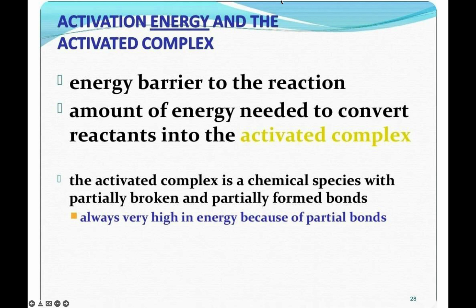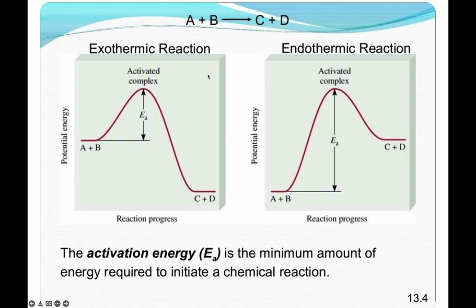Then activation energy and activated complex. So energy barrier to the reaction and amount of energy needed to convert reactants into the activated complex. And what is activated complex? It's a chemical species with partially broken and partially formed bonds. So part of the bonds will be partially broken and part of it will be again formed, and always very high in energy because of the partial bonds. Remember these points.